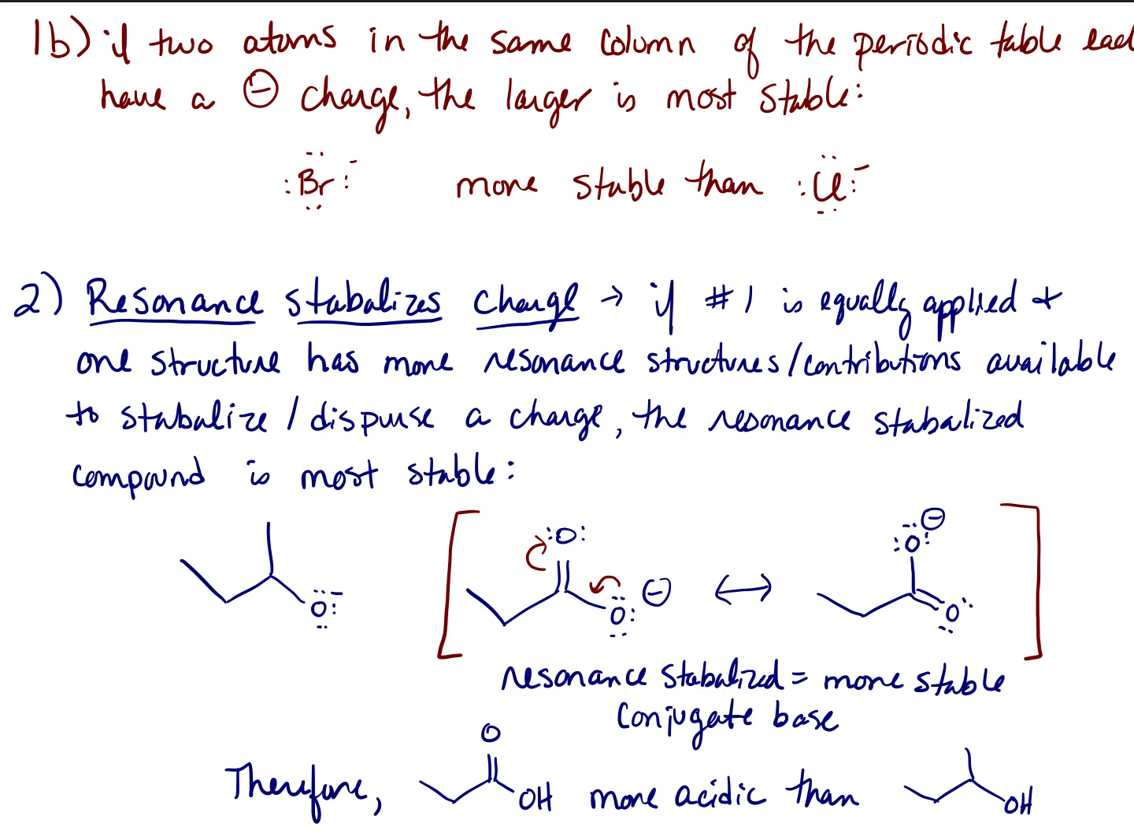In a similar way, we can look at things that are in the same column of the periodic table, and those that are larger, having a negative charge is more stable. So these two things sort of go hand in hand with this. That means that Br minus is going to be more stable with a negative charge on it than Cl minus. Okay, so that's rule number one. That's the thing that tops everything else. So I'm doing this in order.